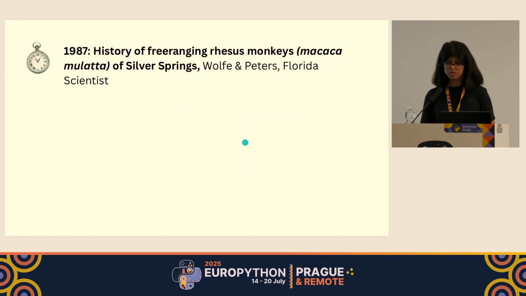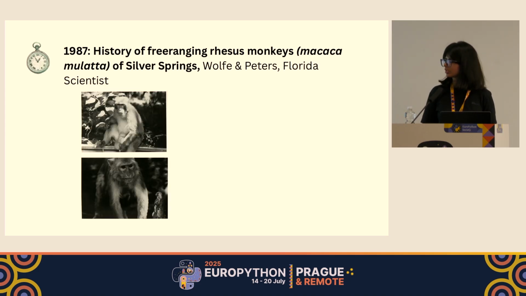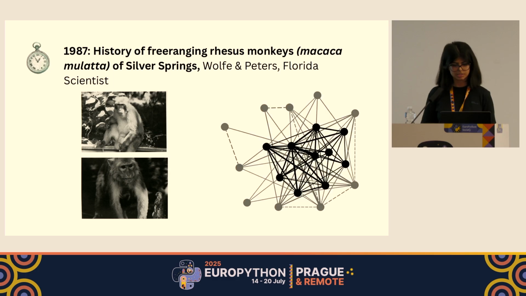Now, let's learn about monkey networks. There was this paper called History of Free-Ranging Rhesus Monkeys of Silver Springs from 1987. By the way, I also have a year here because this field is ancient and it's wonderful. We have this guy called Edward, and there was a picture of this other monkey, but they didn't name her yet. And this is the network that we get. Any guesses on how we might arrive on that network by just observing the monkeys?